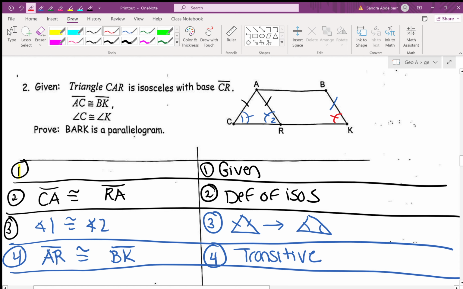So now we have angle 1 is congruent to angle 2, but angle 1's also congruent to, let's call angle K angle 3 to be consistent. So 1's congruent to 2, but 1's also congruent to 3. What can we conclude there? If 1's congruent to 2, but 1's also congruent to 3.